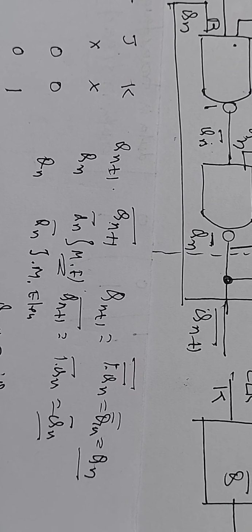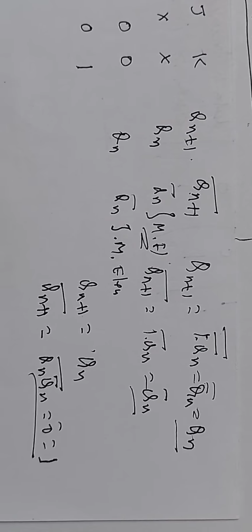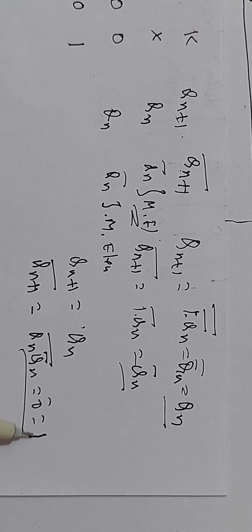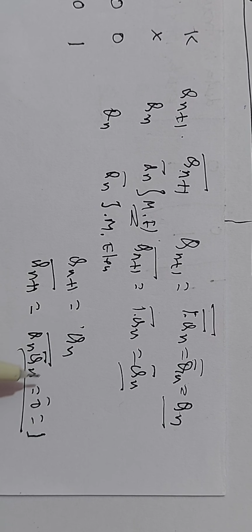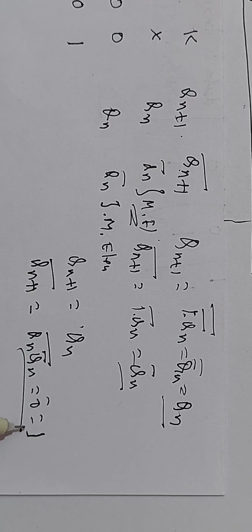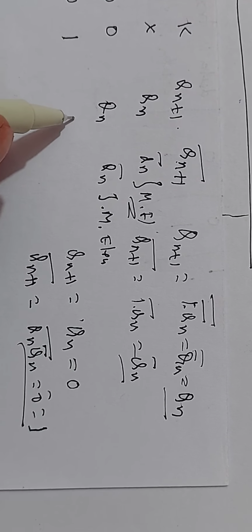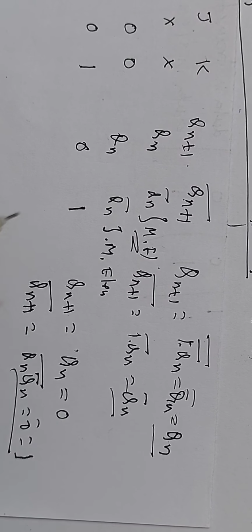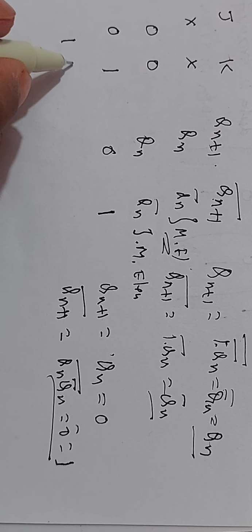We know that when Qn plus 1 bar is 1, Qn plus 1 should be opposite to that. Therefore, this is equal to 0. That means the output Qn plus 1 is 0 and Qn plus 1 bar is 1. Now, when the clock pulse is present, when J equals 1, K equals 0.